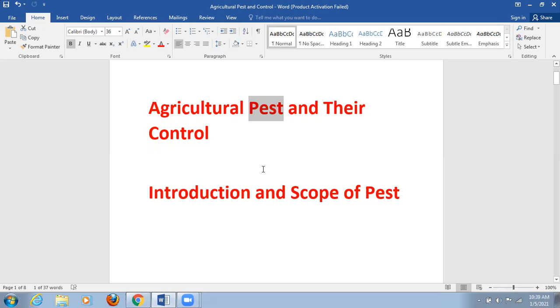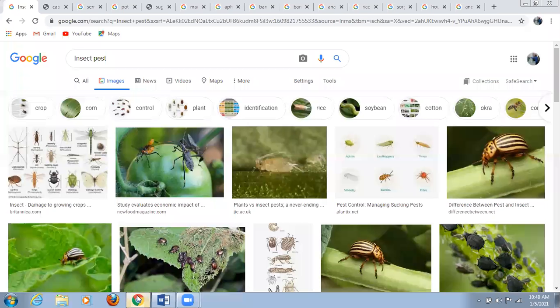Agricultural pest does not include only insects, but insect is the most successful group of animals, and insects can live in adverse climatic conditions also. That's why it is very difficult to control insects as pests. First, we'll try to understand the definition of agricultural pest. Listen to the definition carefully: the insects which cause damage to crop plants are known as agricultural pests.